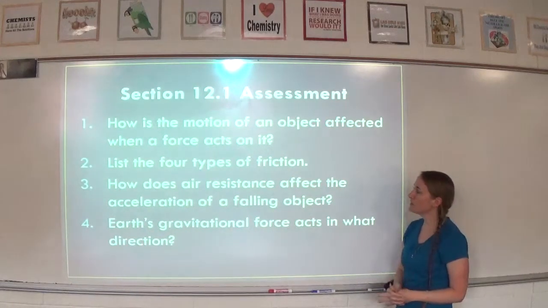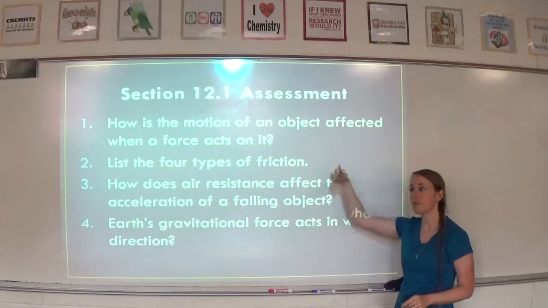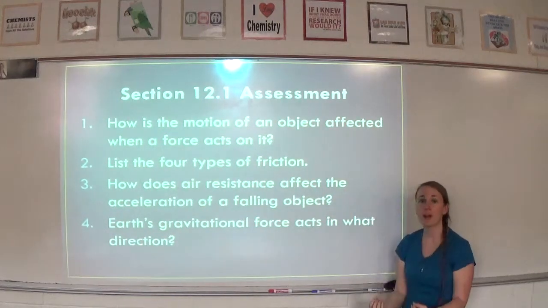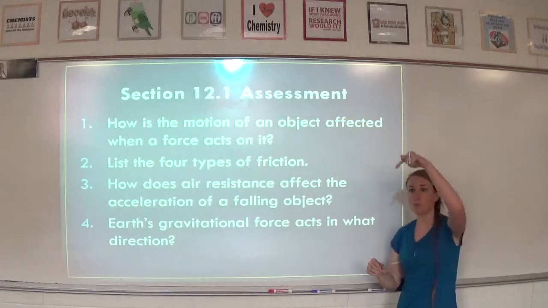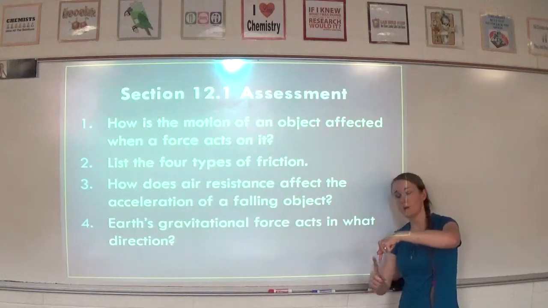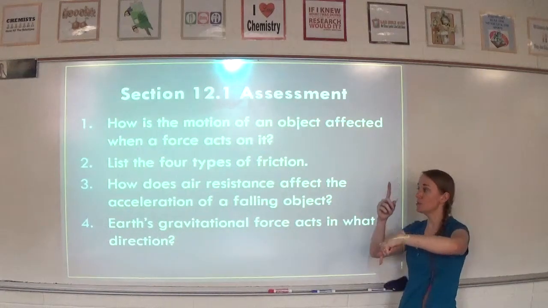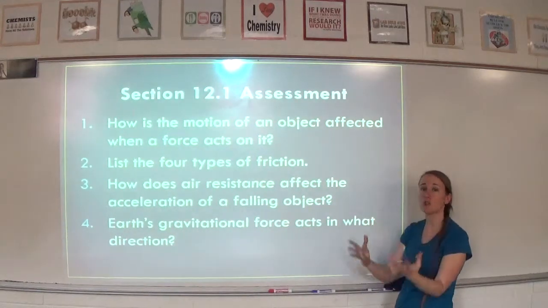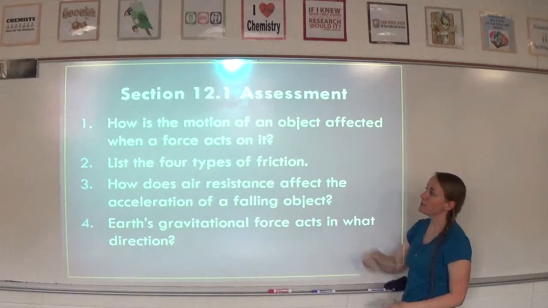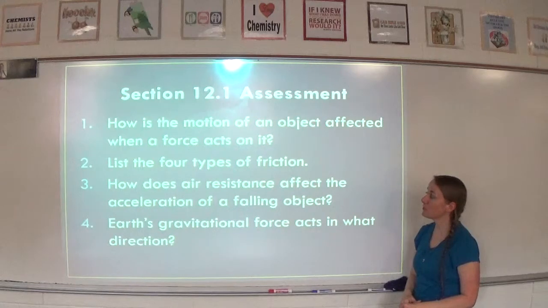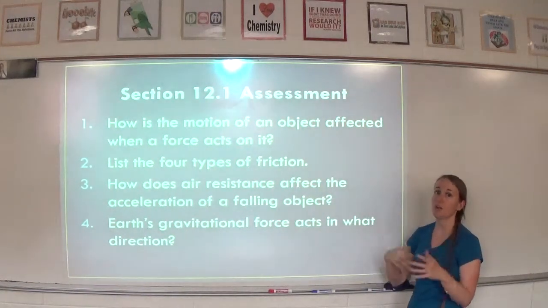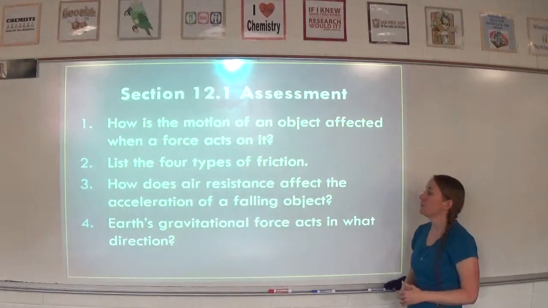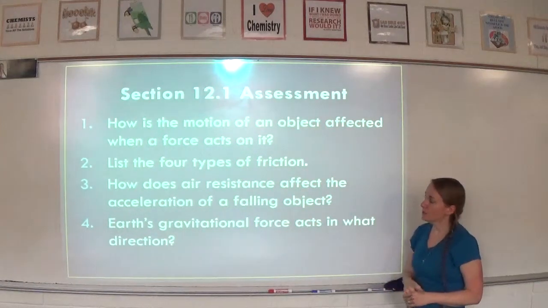How does air resistance affect the acceleration of a falling object? Remember, a falling object is falling due to the pull of gravity towards the earth. But what direction is the resistance in? Gravity is pulling down, so air resistance is pulling up. What does it try to do? It tries to slow the object down, or decelerate it.